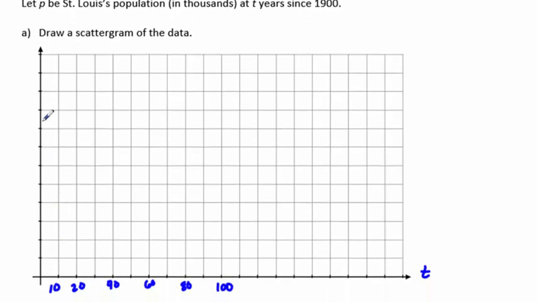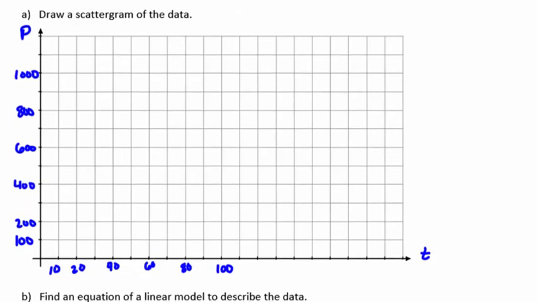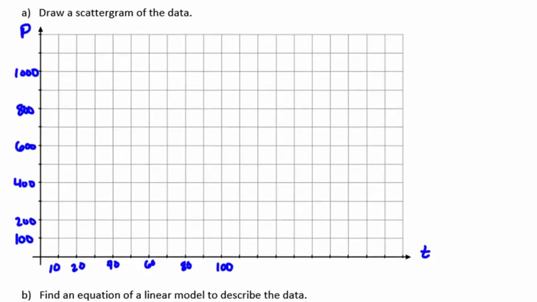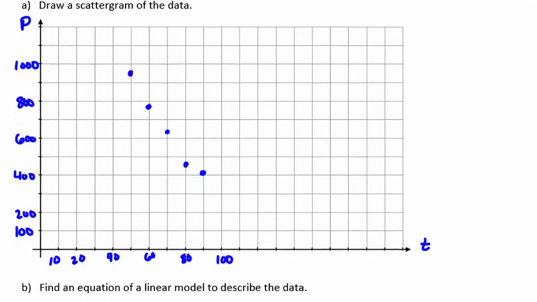It looks like I'm going to have to go up by 100 to be able to get 900 on there. So let's draw those in by 100. And once you have your scale set up, go ahead and draw all of the ordered pairs in that scattergram. So once you get your data plotted, it should look approximately like this. Now, it does look approximately linear. You see the general downward trend. So we're going to be using a linear model here.